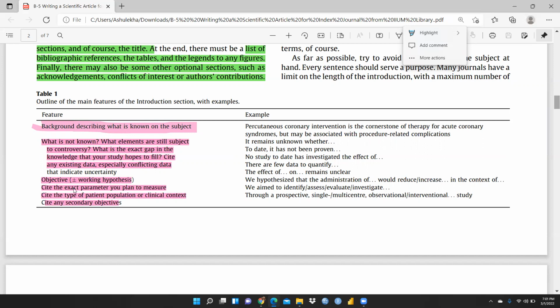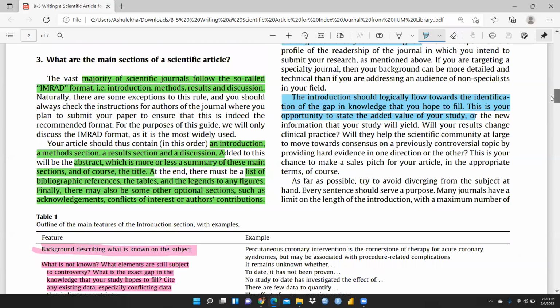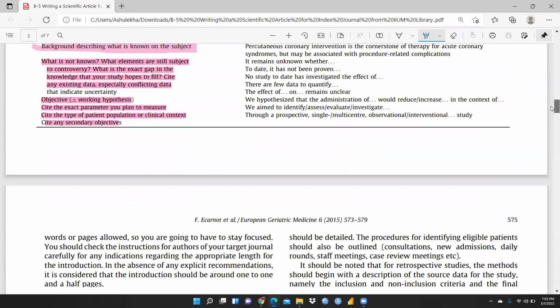And objective, plus or minus the working hypothesis. Cite the exact parameter you plan to measure, the type of patient population or clinical context in this research that is relevant to the research, and any secondary objectives. So all these criteria should be fulfilled in the introduction part of your paper. Then we come to this introduction section here.